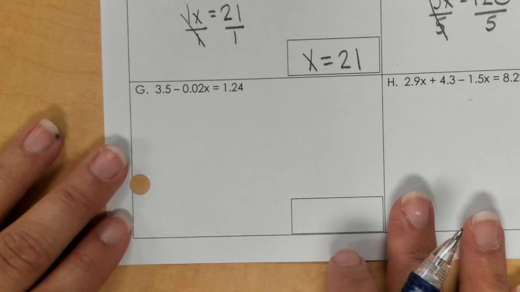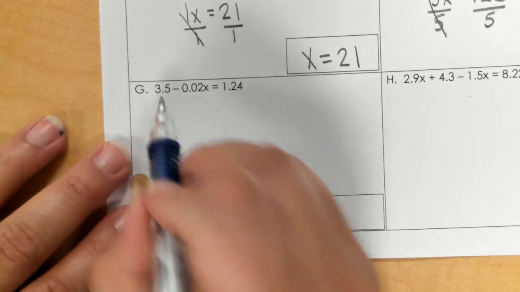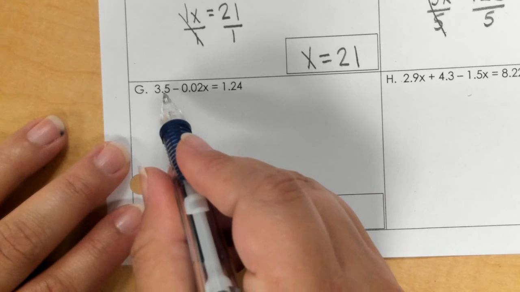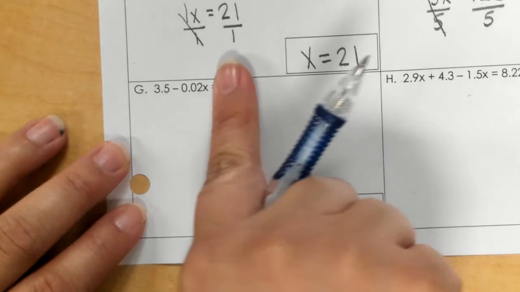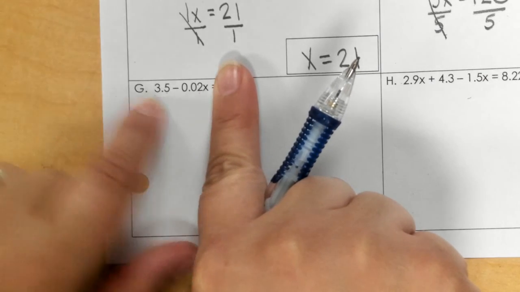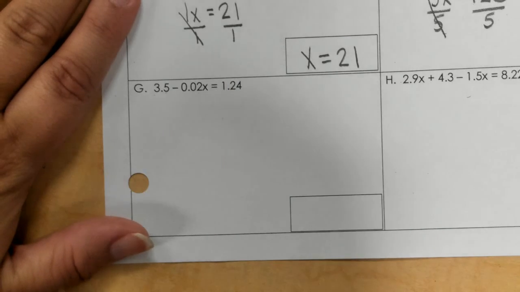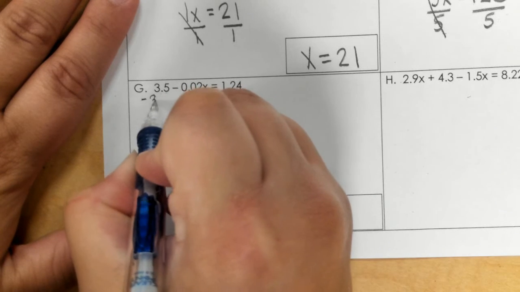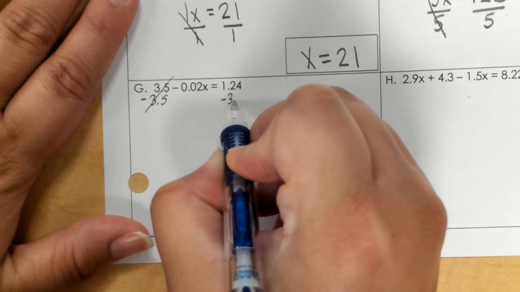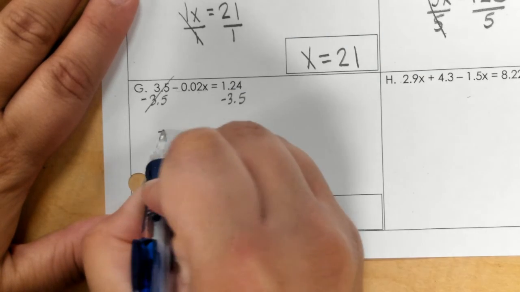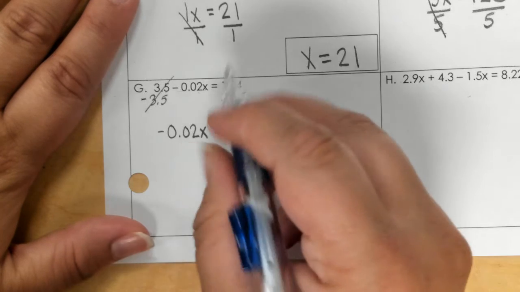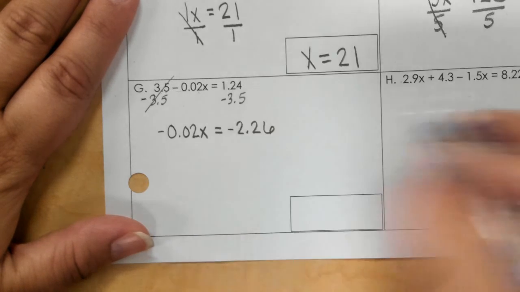Okay, we have 2 problems left, and they're both decimal. So I highly advise that you use your calculator. So when I look here, we're just going to ignore the bell. When I look here, I see that these terms on this side are not like terms. One has an x, one doesn't. So I'm going to solve this like a 2-step equation. I'm going to say, okay, if I want x by itself, then I need to get rid of the 3.5. So I'm going to subtract it to the other side there. So on this side, I have that negative 0.02x. Here, if I do the 1.24 minus 3.5, I get a negative 2.26.